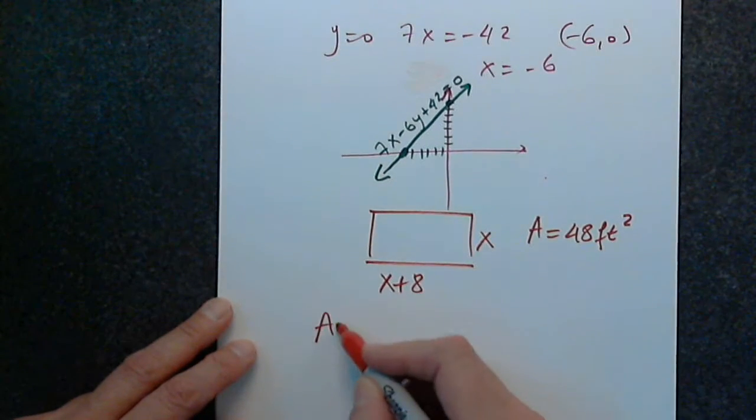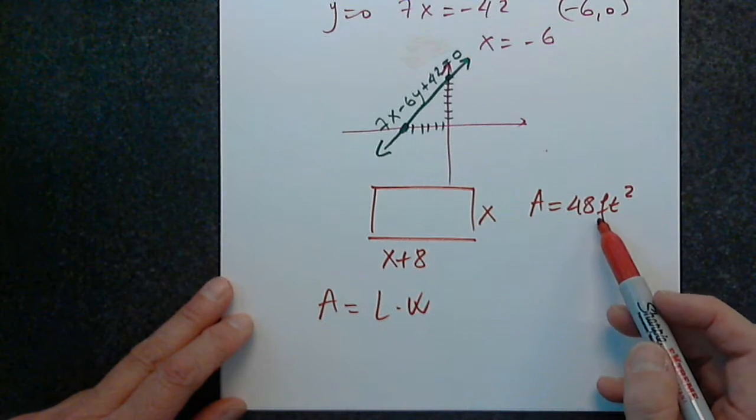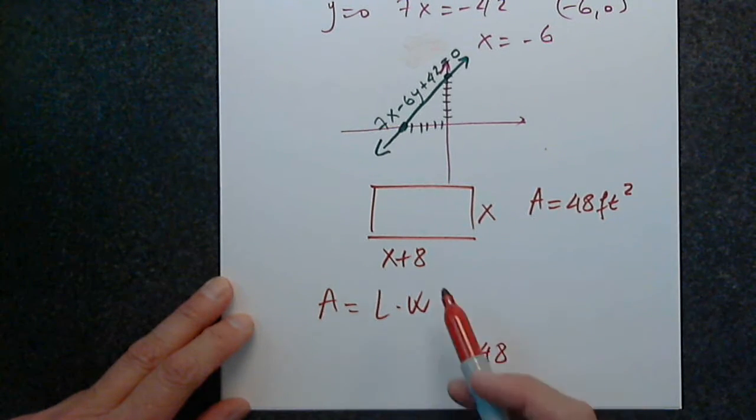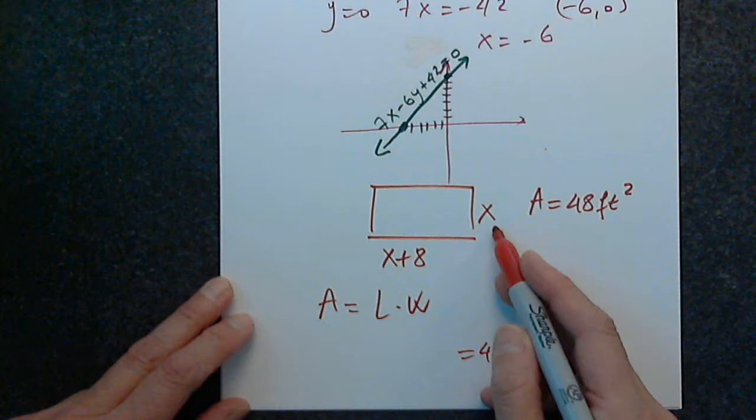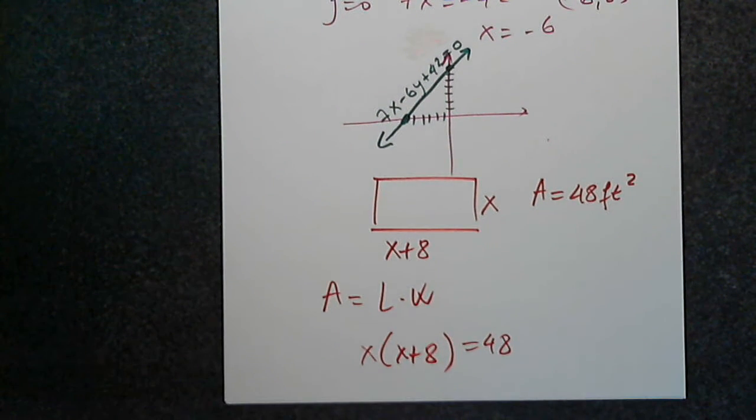So we know that the area is length times width. The area is given to us, 48. The length is x plus 8. The width is x. So x times x plus 8 is all we have to solve.